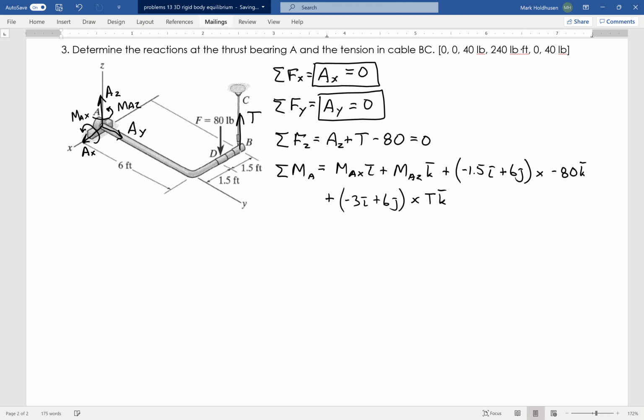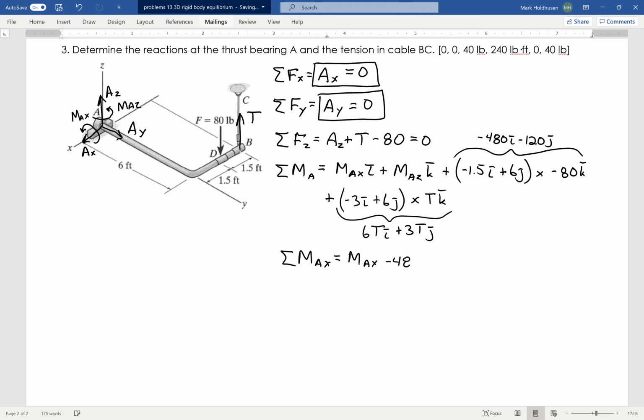Okay, so we'll do these two cross products. This one here becomes negative 480 I when I do the cross product and minus 120 in the J direction. This cross product right here becomes 6T in the I direction plus 3T in the J direction. So now that I've got those, I can go ahead and break out my X components. So I take all my I components, which will be MAX minus 480 plus 6T equals 0.